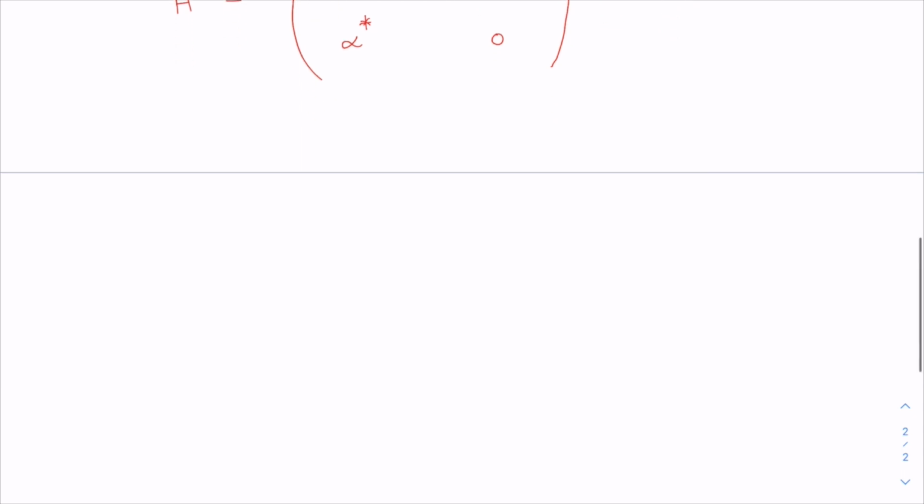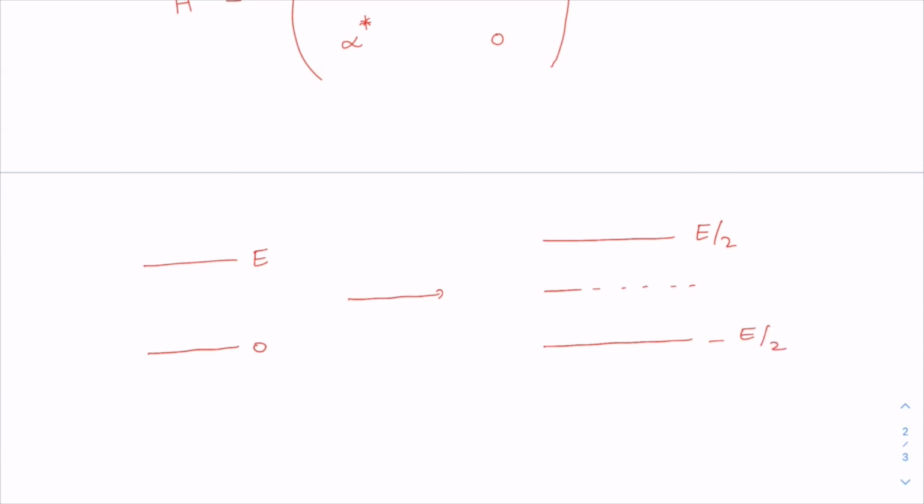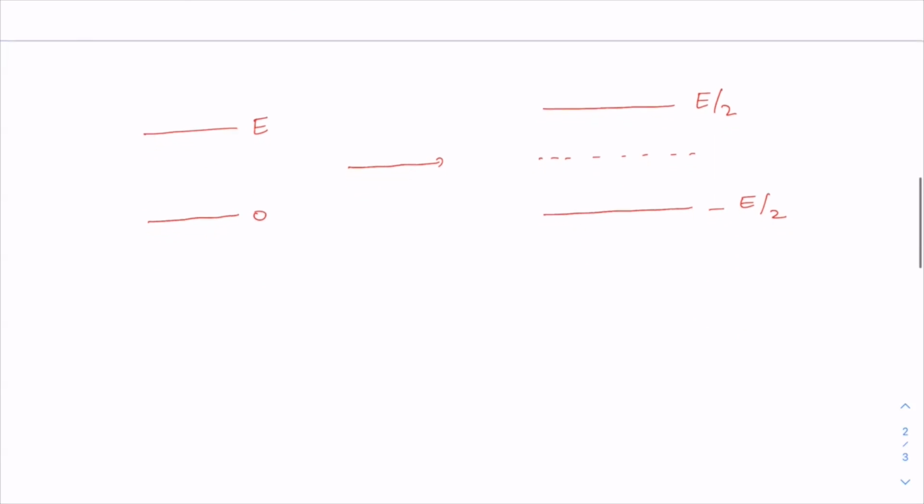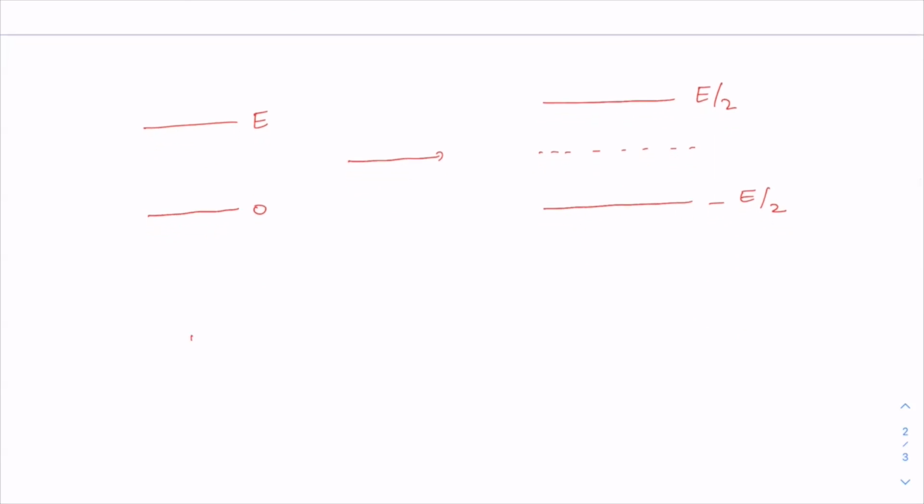We can always shift the energy levels. Say here we have 0 and E. We can shift them such that here we write E by 2, and this one has to be minus E by 2, so that the difference between the energy levels remains the same, that is E. And this can be done by adding a constant term to the Hamiltonian.